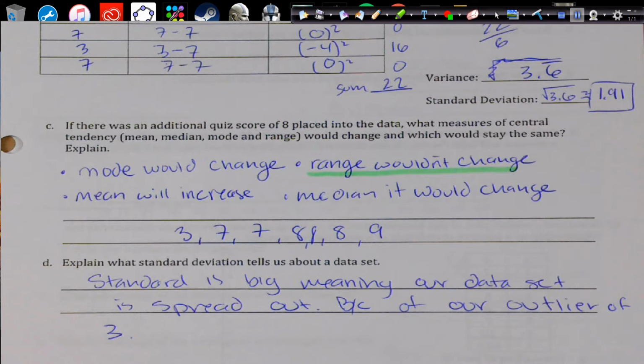1.91 would be a really small standard deviation if all of our values were in the hundreds or thousands. But since these numbers are very small, 8, 9, 7, and 3, 1.9 is actually pretty big. So it says this data is kind of spread out, which isn't great for us. So let's move on. Last page.